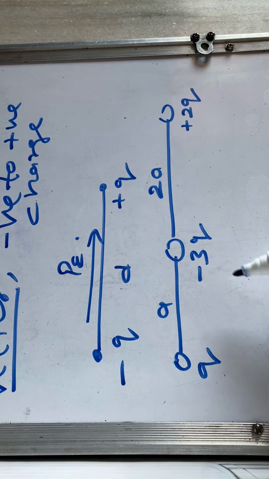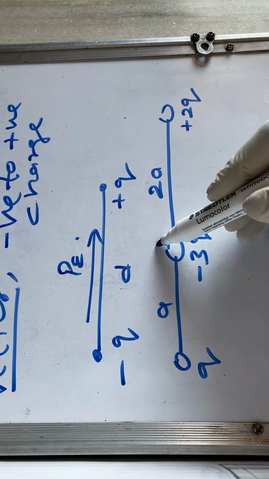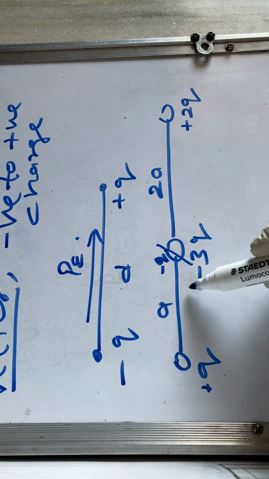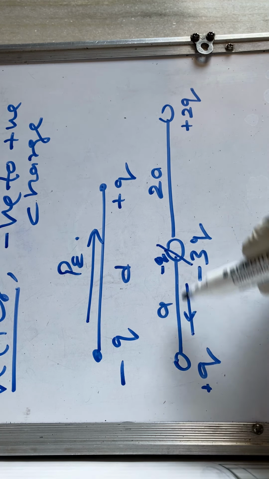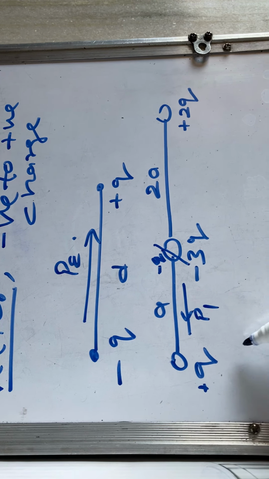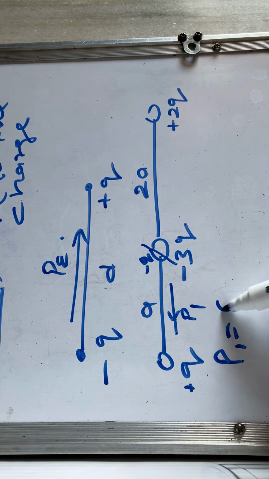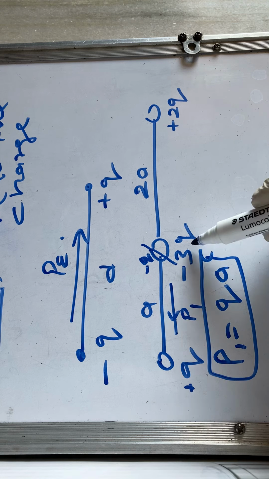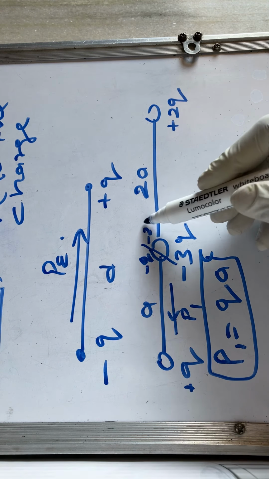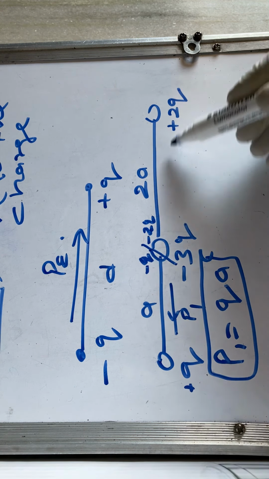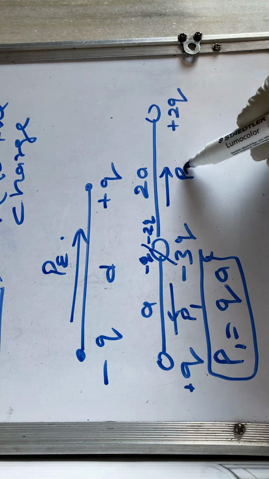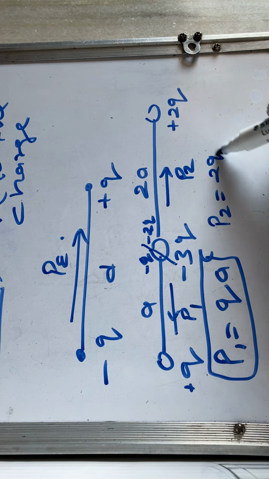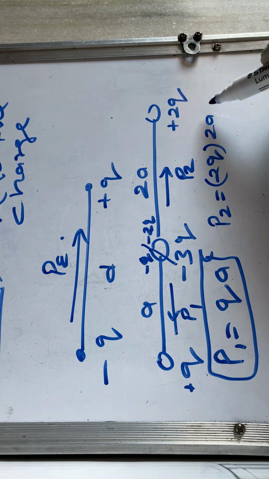We can see here are two dipoles. One is minus q with plus q. That's one dipole, and its direction is from negative to positive. Let's call it P1. What will be P1? P1 will simply be q into a. Similarly, minus 3q with plus q and minus 2q, so this minus 2q with plus 2q will be another dipole, with direction from negative to positive. Call it P2, and P2 will be 2q into 2a, which is 4qa.